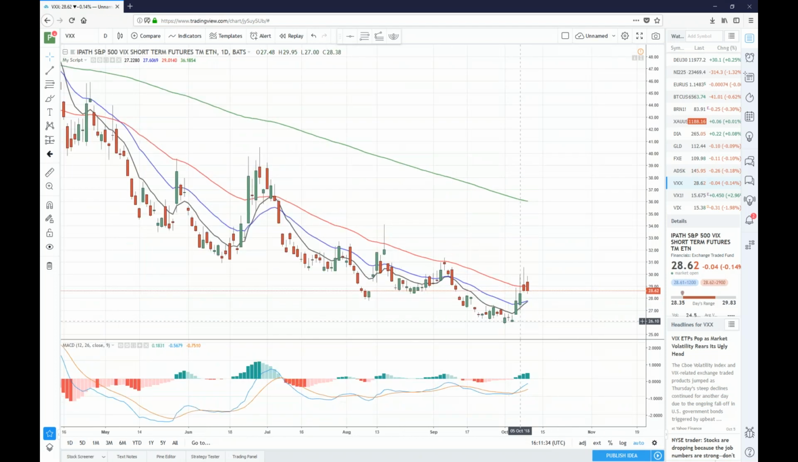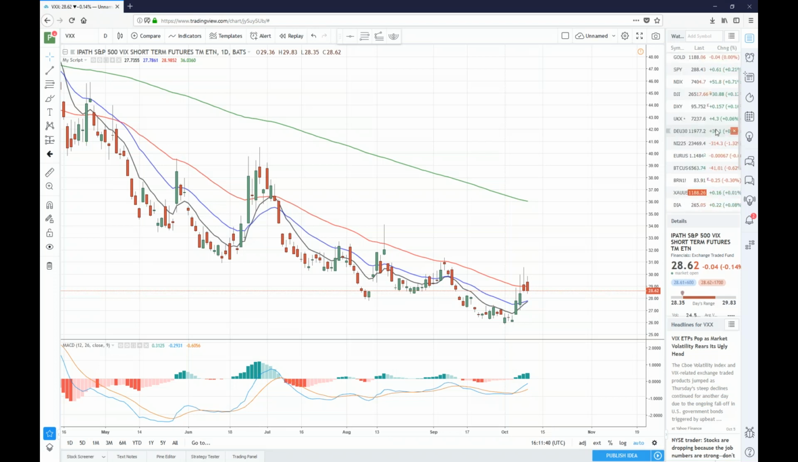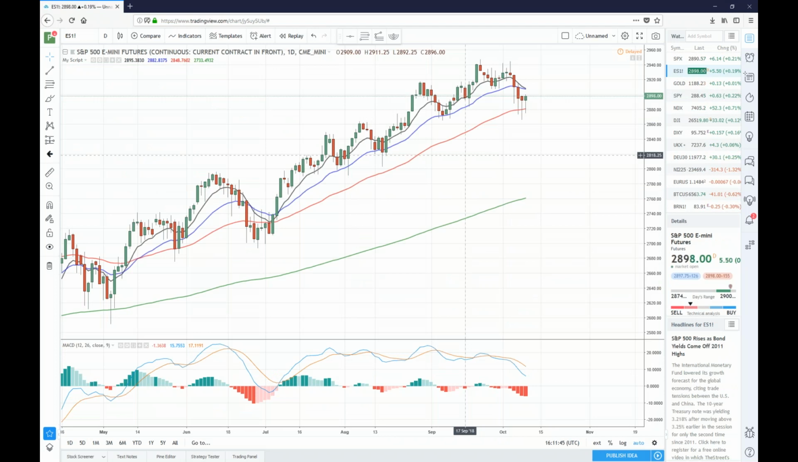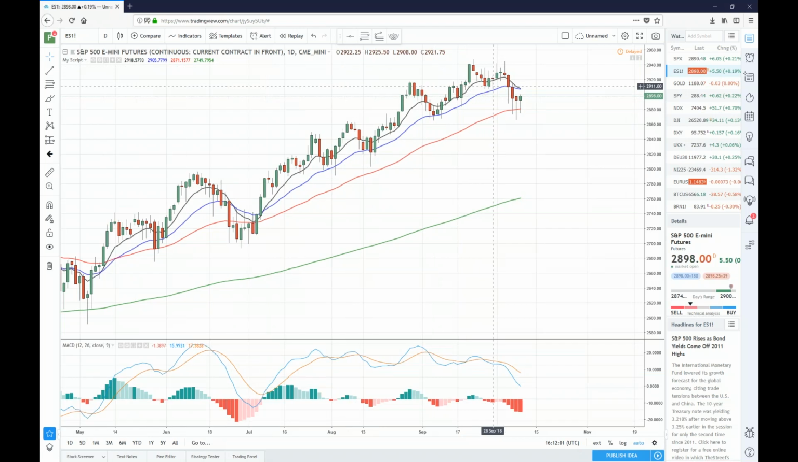And why has volatility spiked over those last few days? Let's have a look at the S&P 500 and the futures. What do we see on that daily chart? Well, the market has been going higher for a very long time. Sure enough, another higher high, higher lows. And now what we're seeing is another higher low.